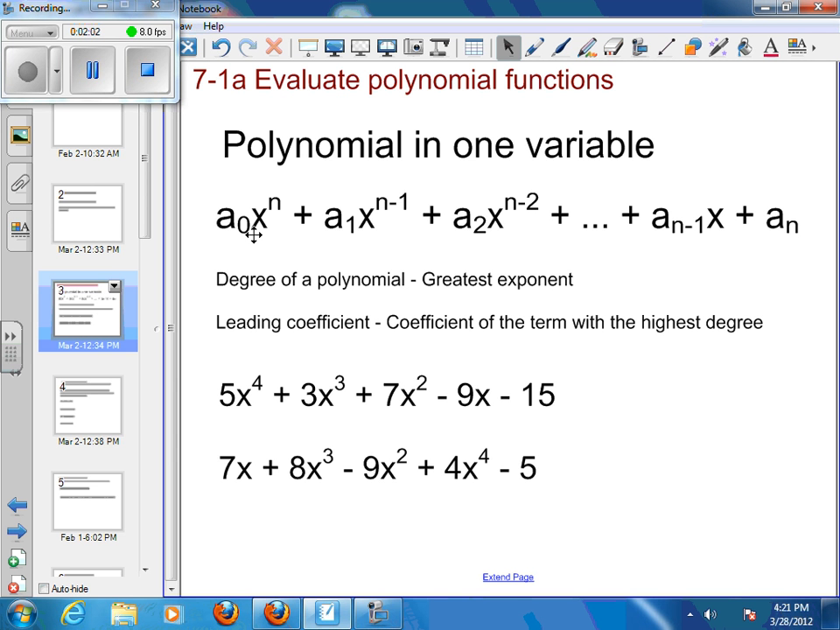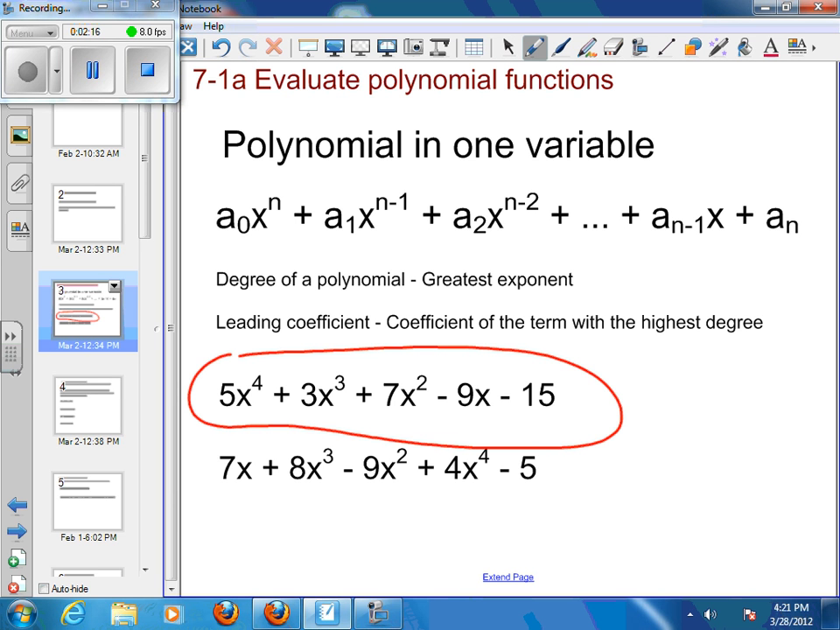So if we look down below at my two examples, we want to find the degree of a polynomial in one variable, which means we want to find its greatest exponent. We first make sure we only have one variable going on here. And in this expression, we only have an x. And the largest exponent on that would be 4. So this would be degree 4.